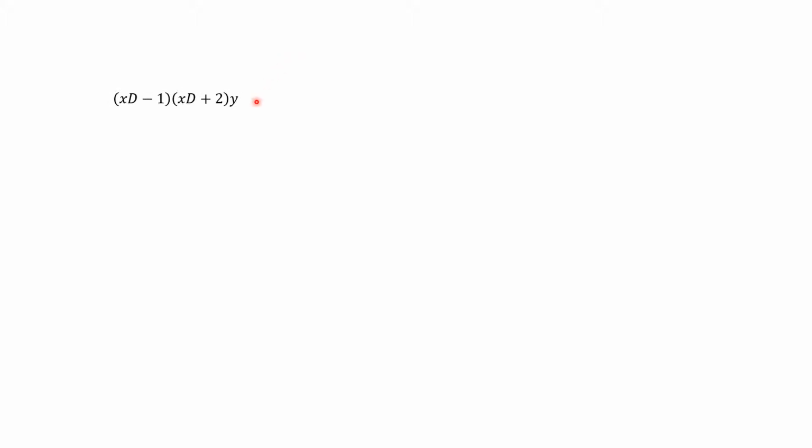Next, let's simplify this now. xd minus 1 times xd plus 2y. What you do is distribute the xd to the xd plus 2 and distribute the negative 1 to the xd plus 2. So you have xd minus 1. Distribute first the y. That's x dy plus 2y. And then distribute the xd minus 1 to x dy.